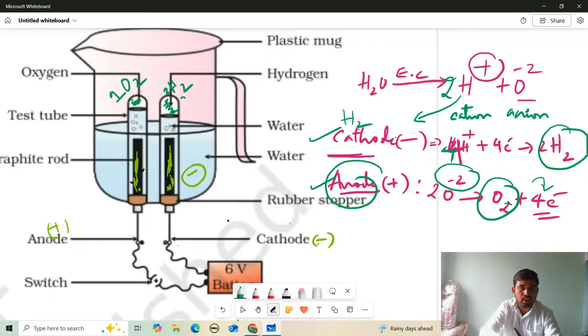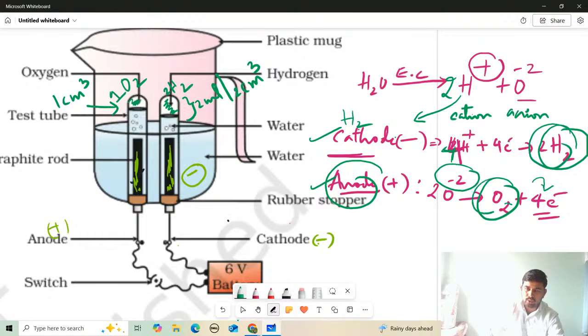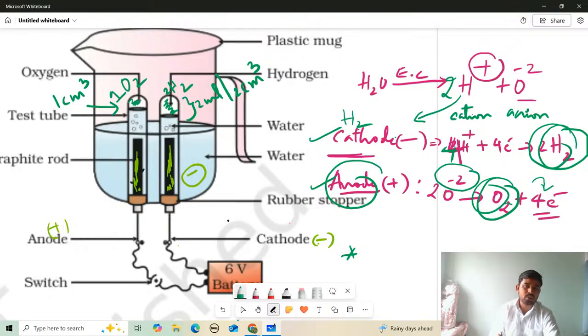Suppose it is 2 centimeter cube of space on this side, and you can see on the other side there is only 1 centimeter cube. It means for every two hydrogens, one oxygen is produced. This is the question they will ask. First question they will ask is which gas is produced at the cathode, meaning cation, which is hydrogen. That's why near the cathode we can expect hydrogen gas. Near the anode, which gas? Oxygen gas.